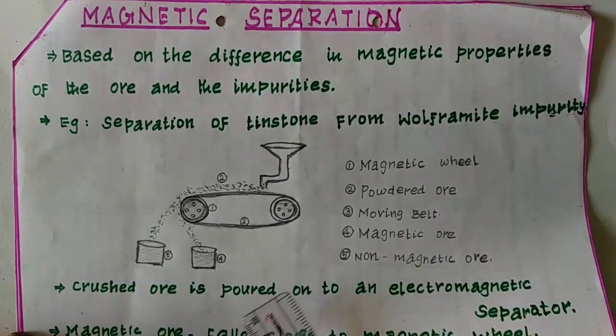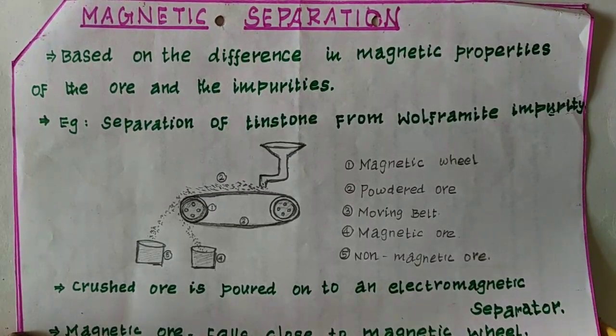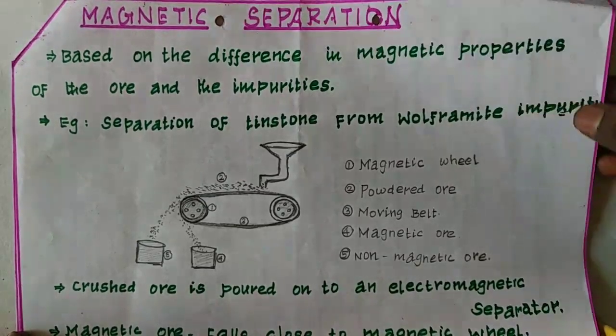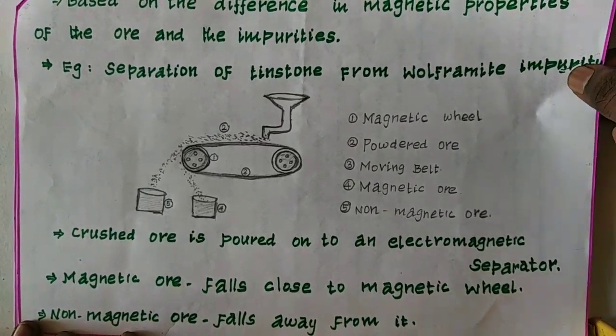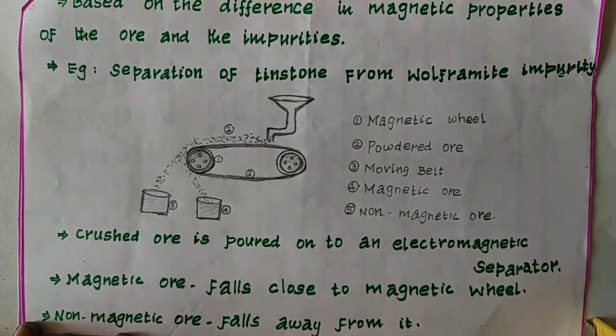The crushed ore is poured onto an electromagnetic separator. Now the magnetic ore falls close to the magnetic wheel, whereas the non-magnetic ore falls away from it. Okay? Is it clear? Okay.